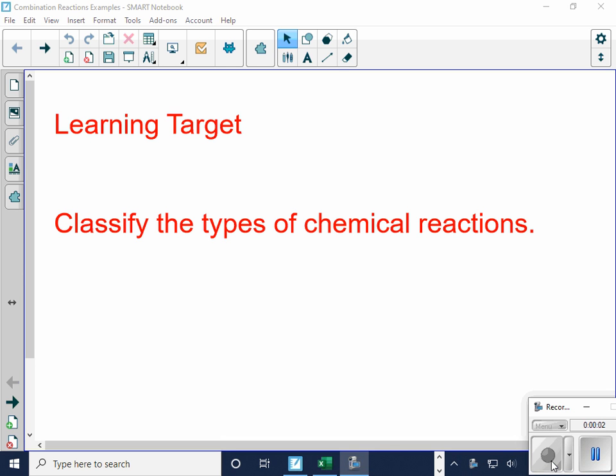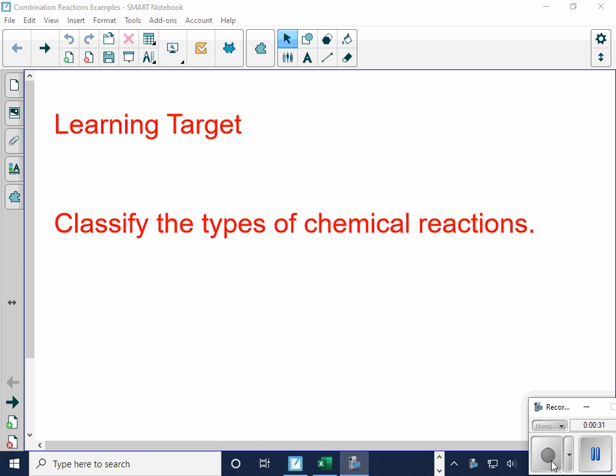So our learning target is to classify the types of chemical reactions. The type of chemical reaction that we are going to classify today is a combination reaction. Sometimes, ladies and gentlemen, we refer to it as a synthesis reaction. If you see on your outline, up at the top it says combination slash synthesis.